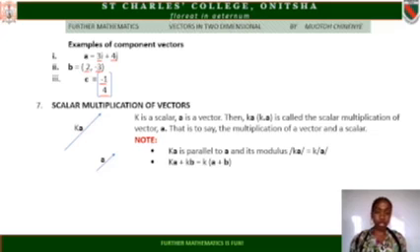Then let's go to scalar multiplication of vectors. When you hear scalar multiplication, a scalar is a quantity without direction. Then we are looking at how to multiply a number with a vector. So when you are multiplying a number with a vector, it is called a scalar multiplication of vectors.